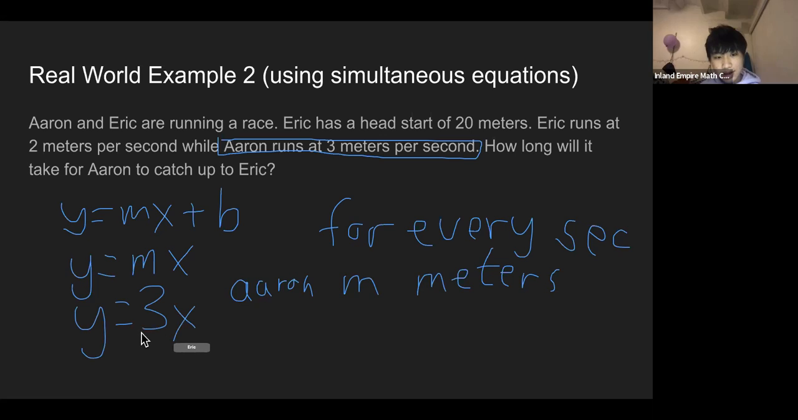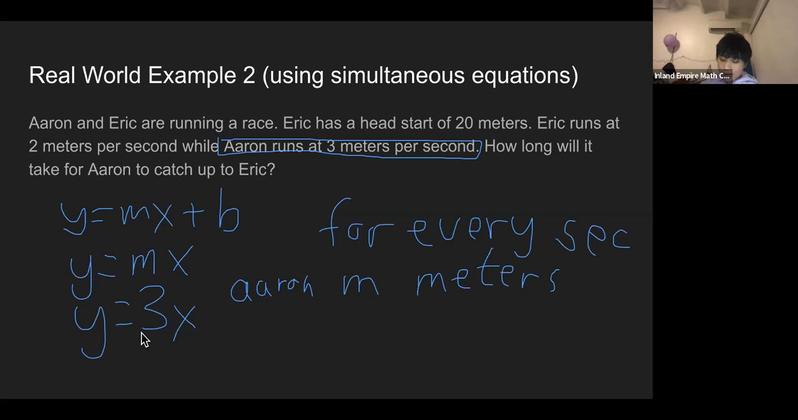Let's think about this for a second. It makes sense, right? Because after 1 second, Aaron will have run 3 meters. After 2 seconds, he'll have run 6 meters, and this fits, because the number of meters he's run is 3 times the number of seconds that have passed, since that is the 3 meters per second.